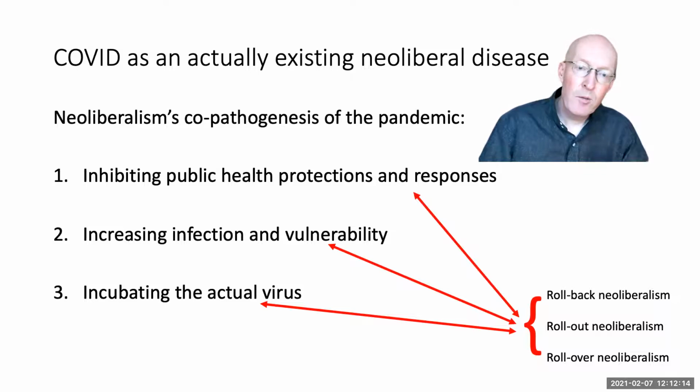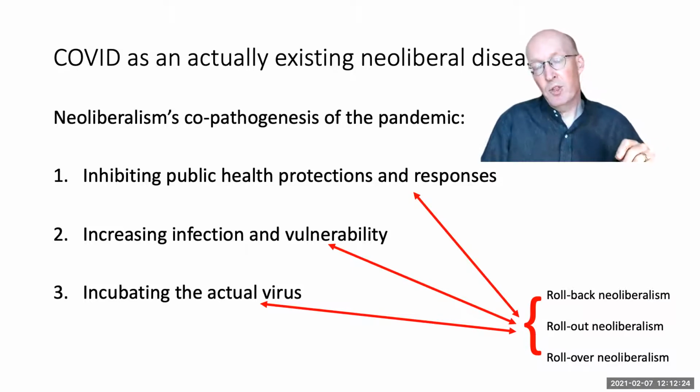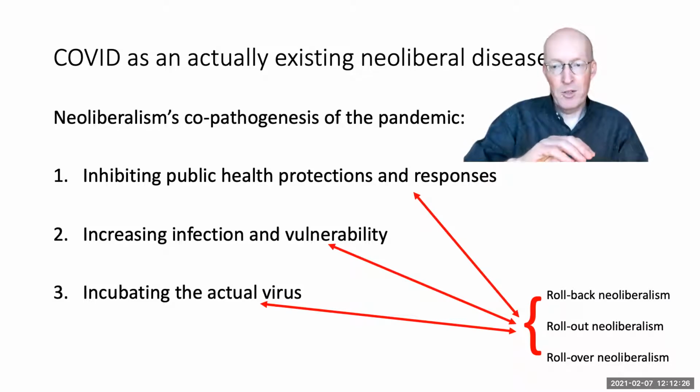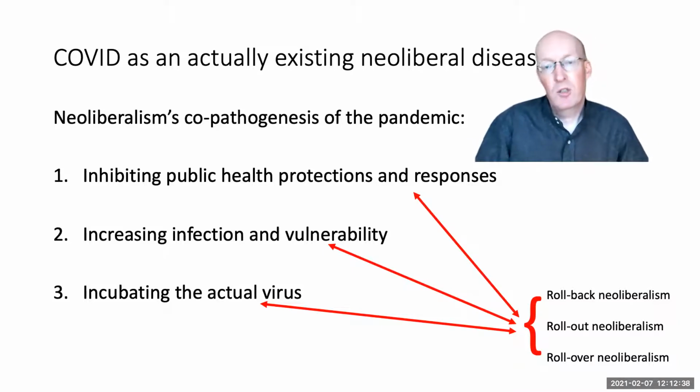In this sense, I think we also can come to terms with COVID as a neoliberal disease by looking at it conjuncturally in relationship to the overdetermination of rollback neoliberalism, rollout neoliberalism, and rollover neoliberalism, all coming together and merging causally to shape our experience of the pandemic. So let me expand on this by going through each of these three points one by one.